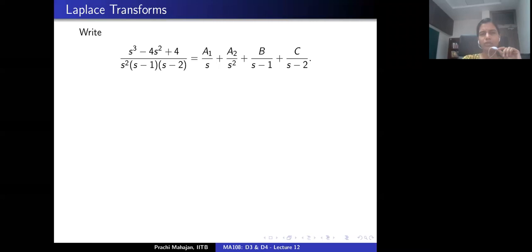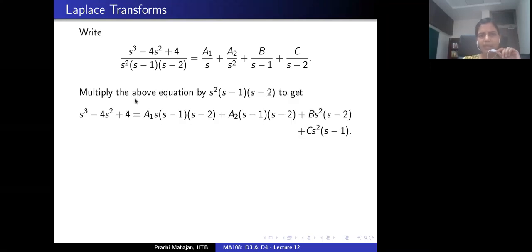So what is going to be the partial fraction decomposition? I have s square here, which means that I should have a factor a1 by s and also a factor a2 by s square, right? And the factor s minus 1 will contribute b by s minus 1, and the factor s minus 2 will contribute c by s minus 2, right? And how do we solve this?